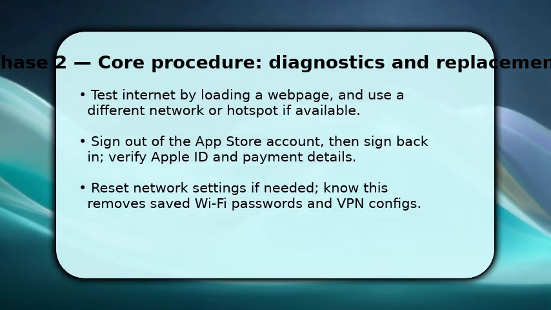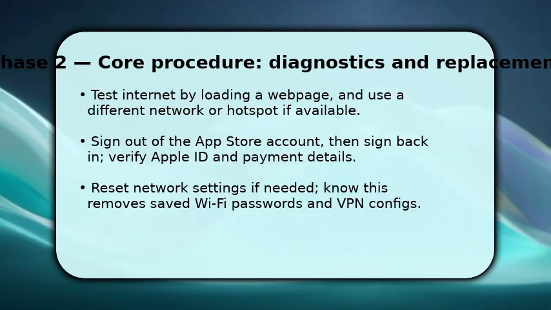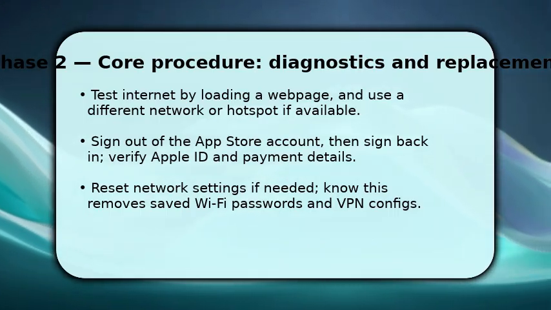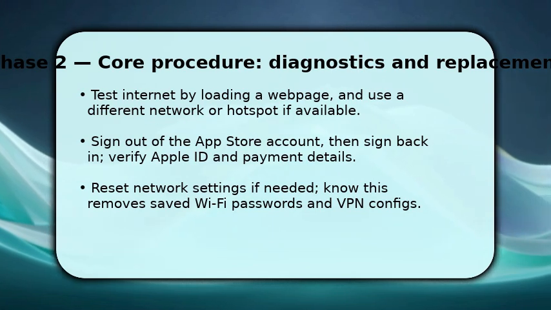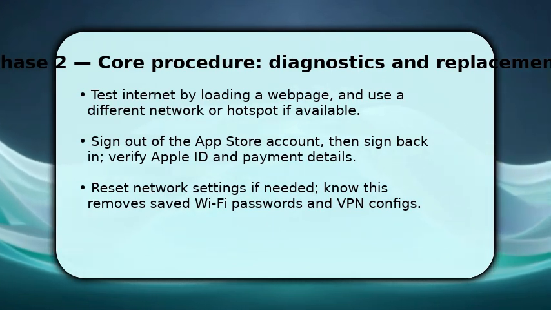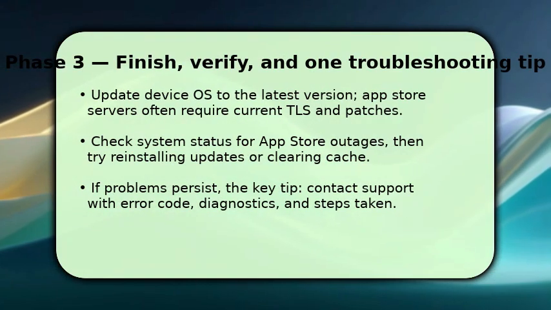If connectivity still fails, reset network settings. This clears saved Wi-Fi passwords and VPN settings, but often removes hidden problems. Finish by applying final corrective steps that resolve most remaining issues.